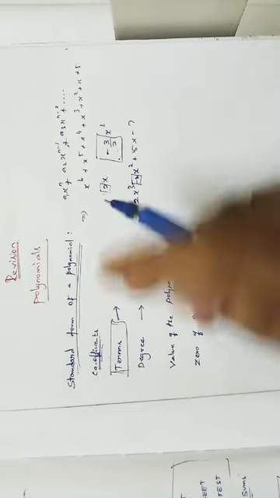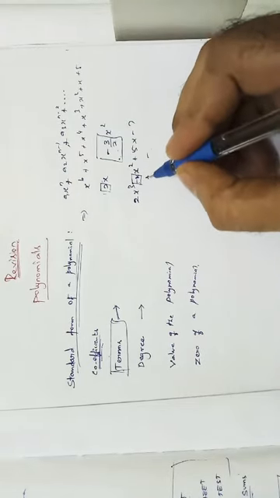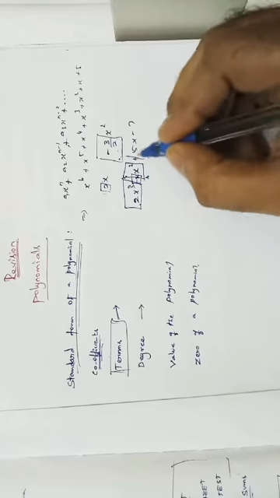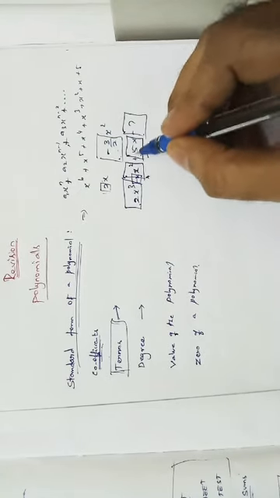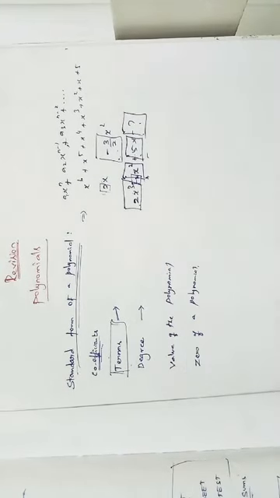Next is terms, which is very important. Terms are separated by plus and minus. Here 2x^3 is one term, x^2 is one term, 5x is one term, and minus 7 is one term. So how many terms are there? Four terms.